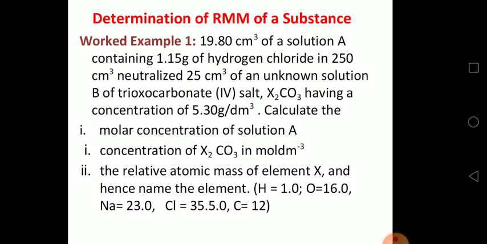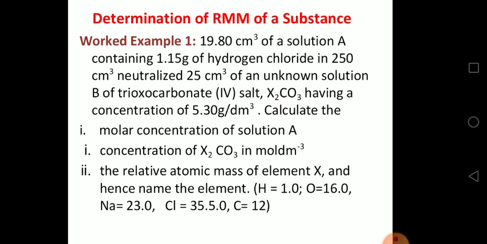If you observe vividly, you could also see that the base, that's the trioxocarbonate(IV) salt, is also a standard solution, because as we can see, the concentration has been given, which is 5.30 gram per dm cube. So as I have said earlier on, in order to determine the RMM of a substance in acid-base titration, it is essential that the two solutions that must be used must be standard solutions, just as what we have seen in this question.